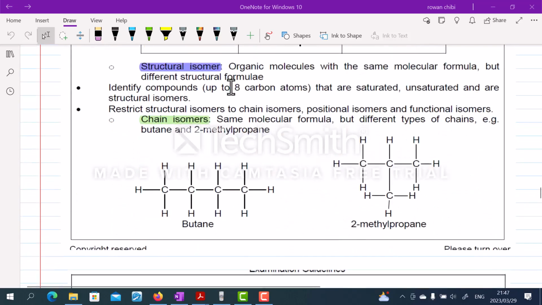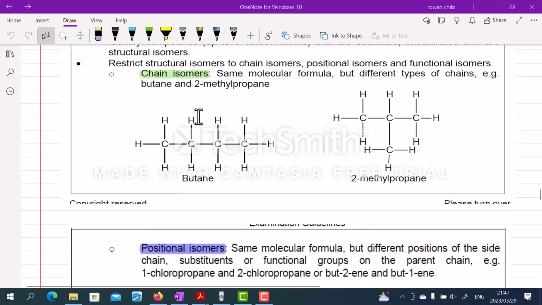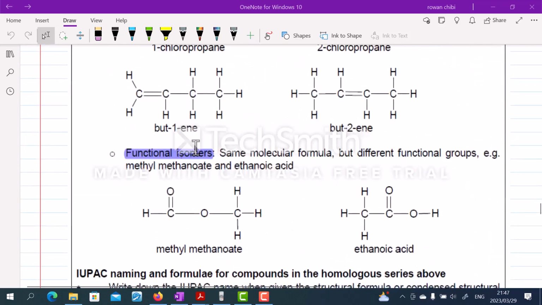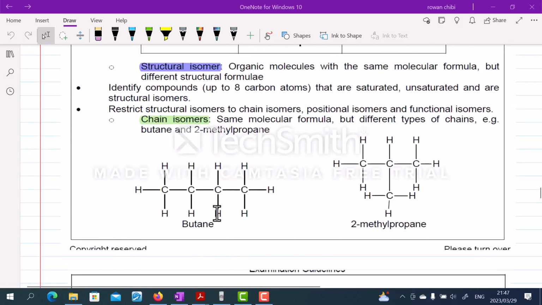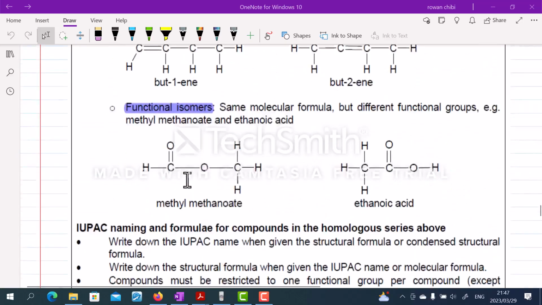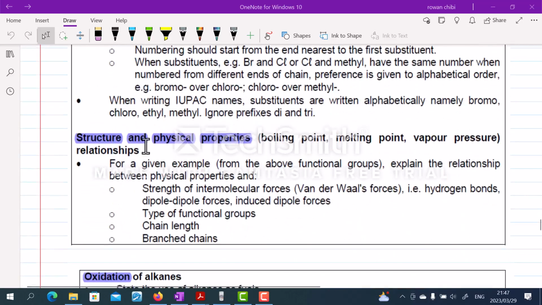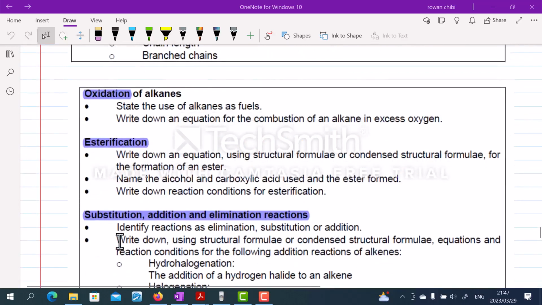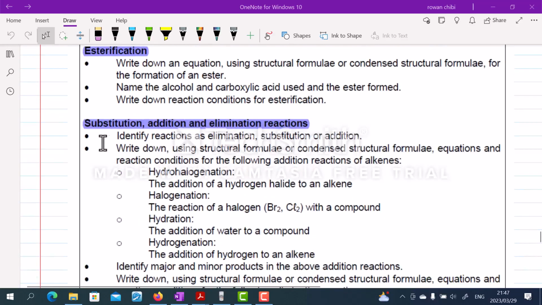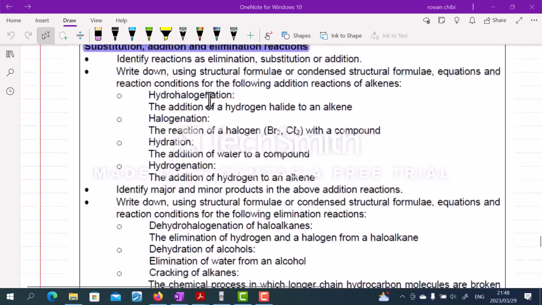Then the structural isomers, there are 3 types of isomers. There's a chain isomer, there's a positional isomer, there's a functional isomer. So you must be able to differentiate these and define these. And lastly, you have your properties of organic molecules: boiling point, melting point, vapor pressure. I will do this in class for paper 2. And then there are your reactions, the last section of organic molecules: combustion, oxidation reaction, esterification reaction, substitution, addition, elimination. So these are the reactions that you must be able to do.